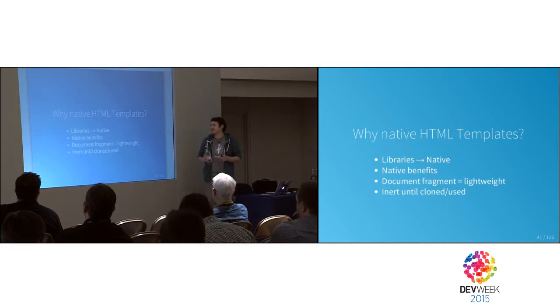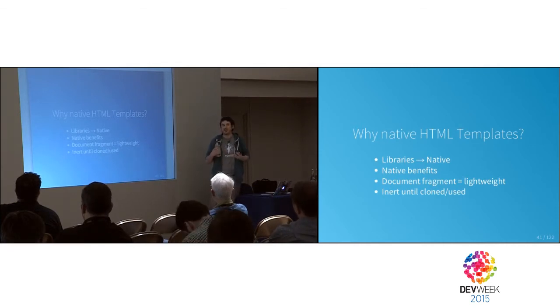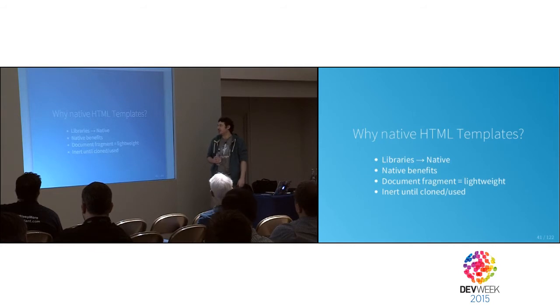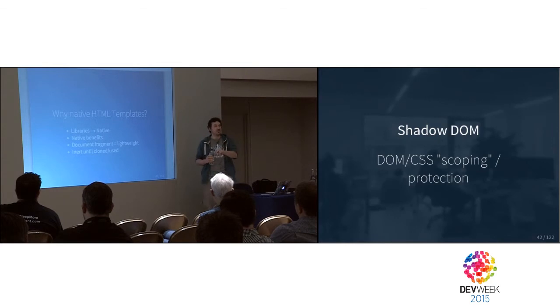Okay, so as I've said, why do we have the template element? Because people are using it anyway, and it makes sense to move it natively. We get all the benefits of it being natively supported. These things are called document fragments. It doesn't get everything that a document gets, the document object. It just gets specific things representing a small piece of a document. So it's lightweight, and as I said, it's inert until it's actually cloned and then added to the DOM.